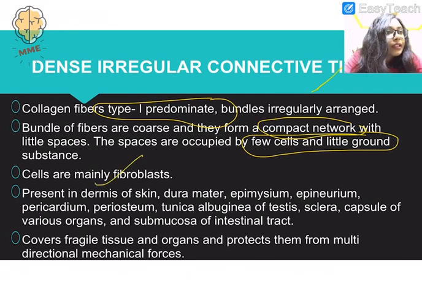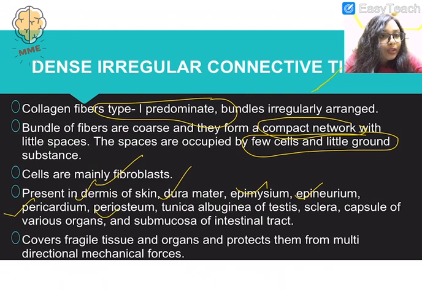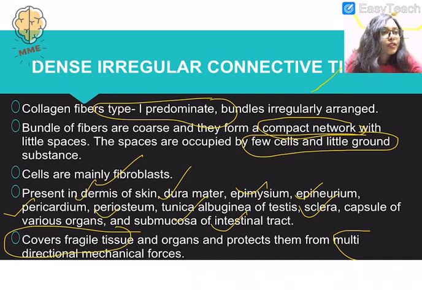Okay, and where are they present? Dermis of the skin, dura mater, epimysium, epineurium, then pericardium, periosteum, tunica albuginea, sclera, capsules, then the intestinal tract submucosa. And they are also covering the fragile tissues and protecting them from multi-dimensional mechanical forces like shearing force.